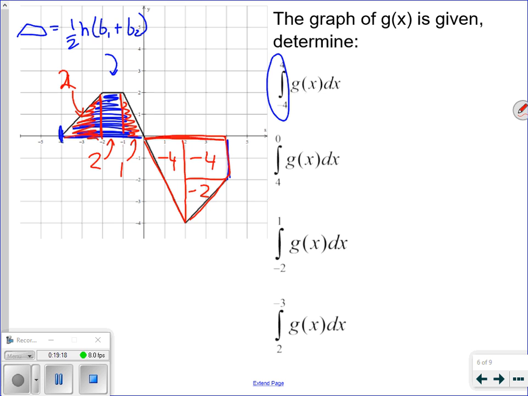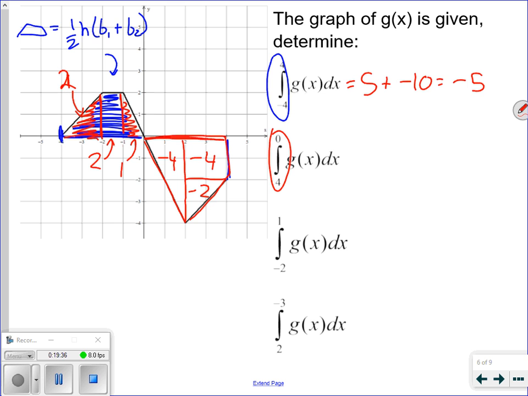Okay. So adding all that together, the positive area was 5, and the negative area was negative 10. So my final answer is negative 5. There's more negative area than positive area, so that's why my final answer was negative.